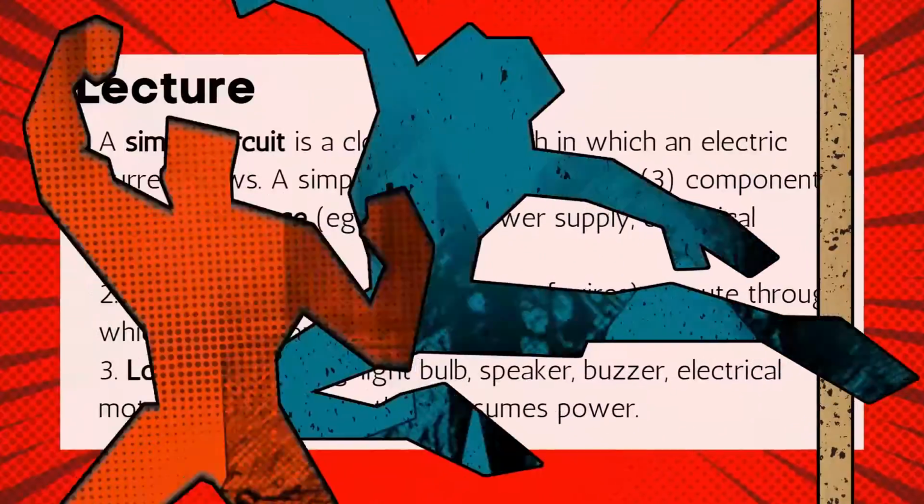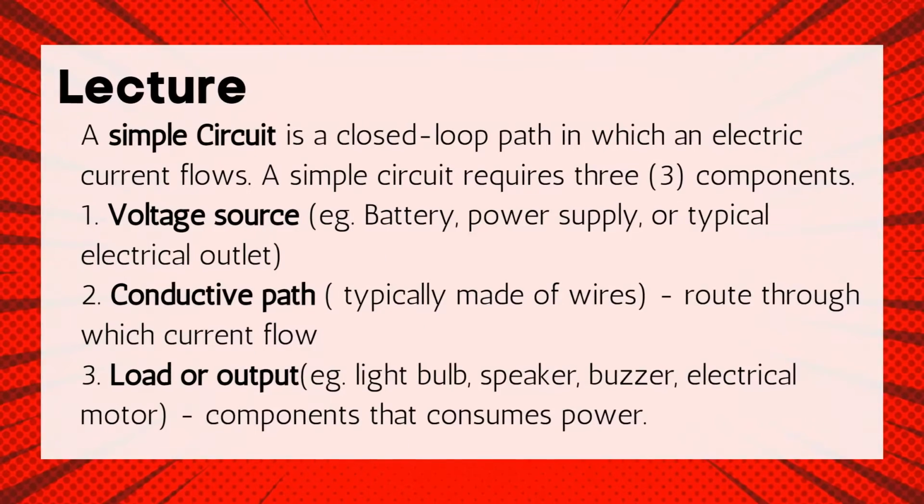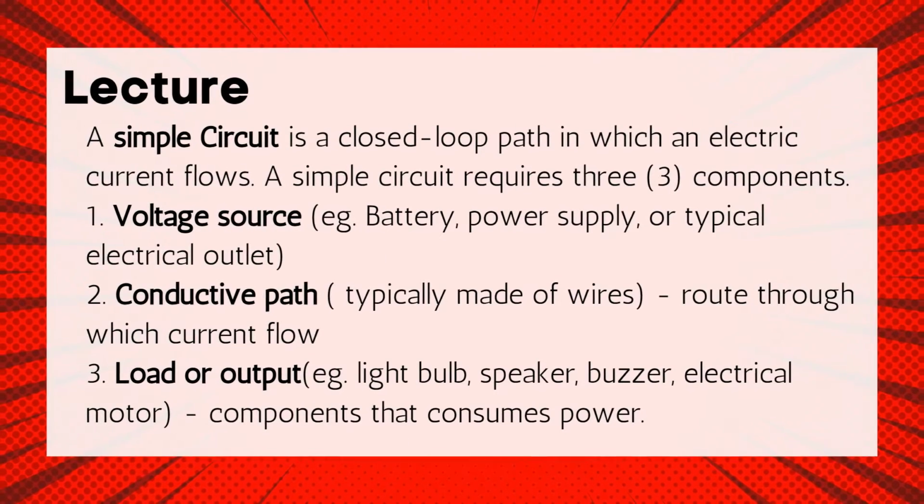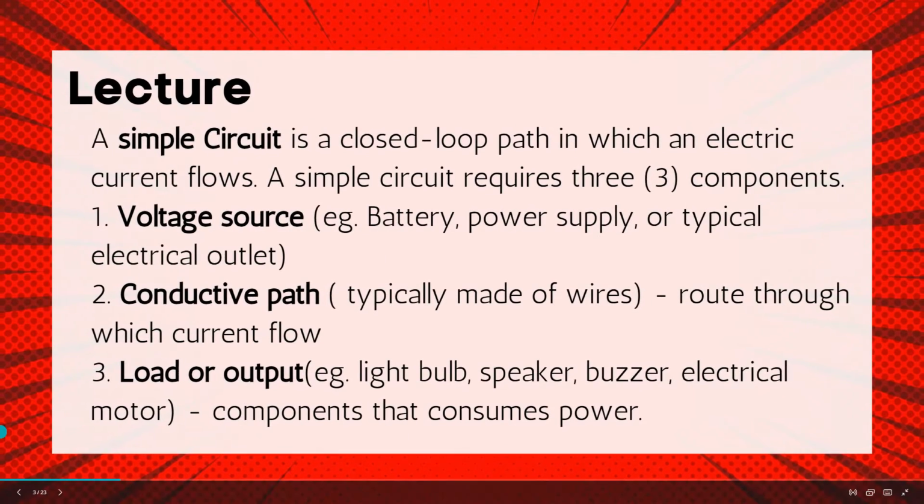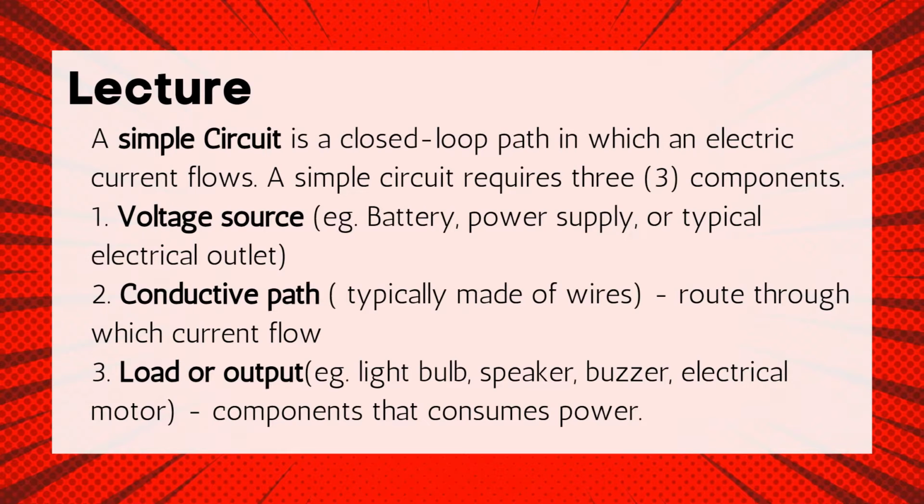For our lecture, a simple circuit is a closed-loop path in which an electronic circuit flows. A simple circuit requires three components. The first one is voltage source. Example, battery, power supply, or typical electrical outlet.